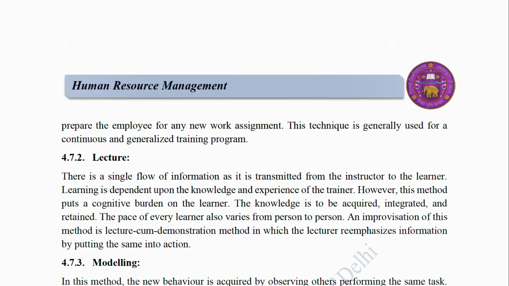4.7.2 Lecture. There is a single flow of information as it is transmitted from the instructor to the learner. Learning is dependent upon the knowledge and experience of the trainer. However, this method puts a cognitive burden on the learner. The knowledge is to be acquired, integrated, and retained. The pace of every learner also varies from person to person. An improvisation of this method is lecture-cum-demonstration method, in which the lecturer re-emphasizes information by putting the same into action.